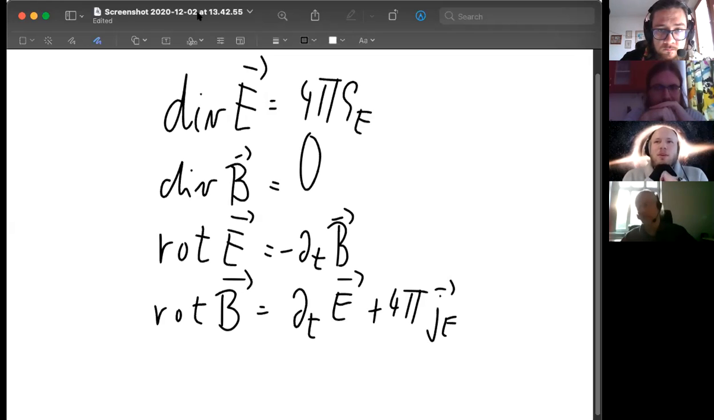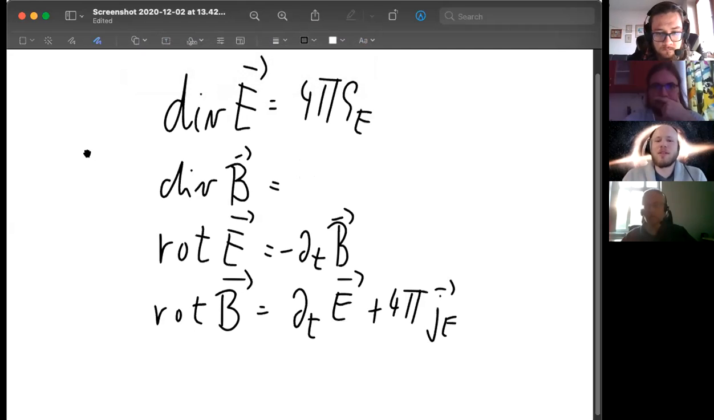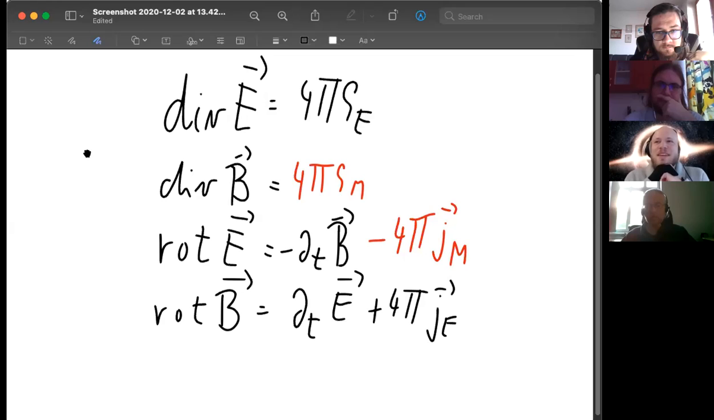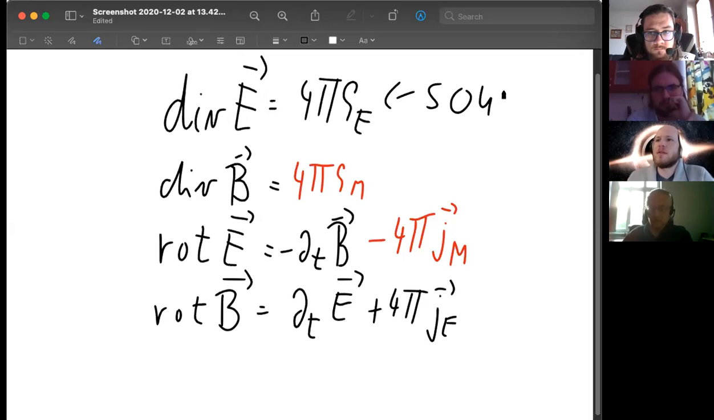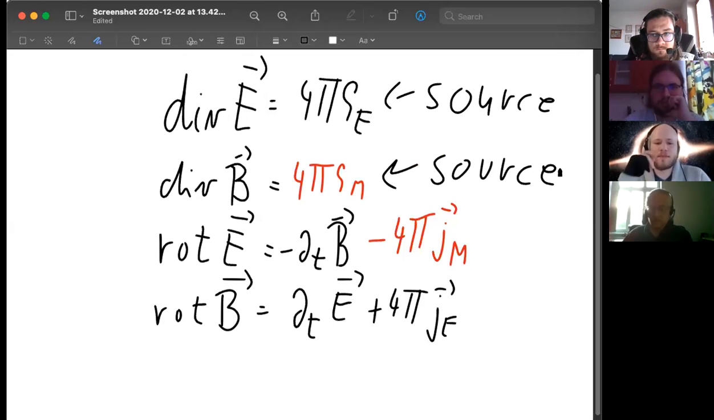Okay, so these are, as you all know, the famous Maxwell equations. So let me show you something that I like to call Max-Better equations. They are better in a sense that they are more symmetric than the version that we are used to. And the interpretation of this modification is that this is a source of electric fields, and this is a source of magnetic fields.